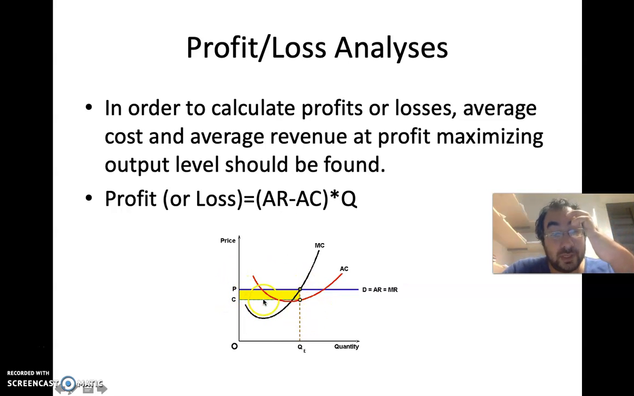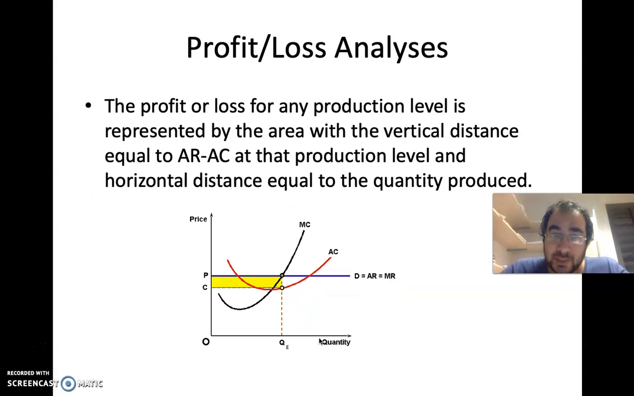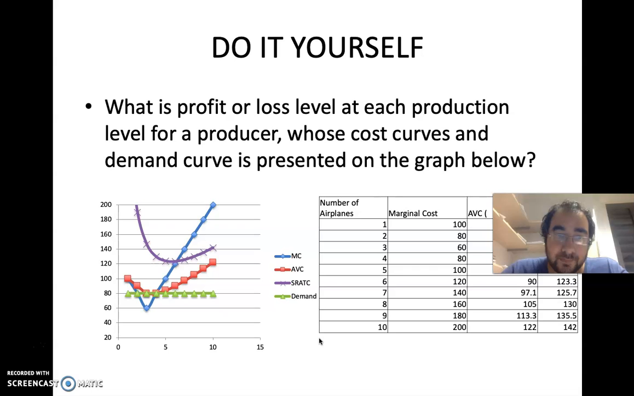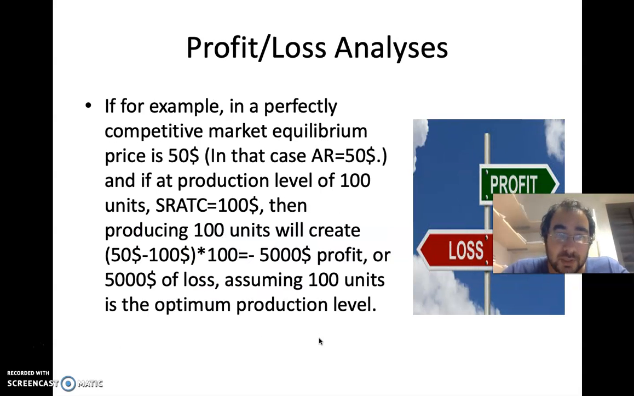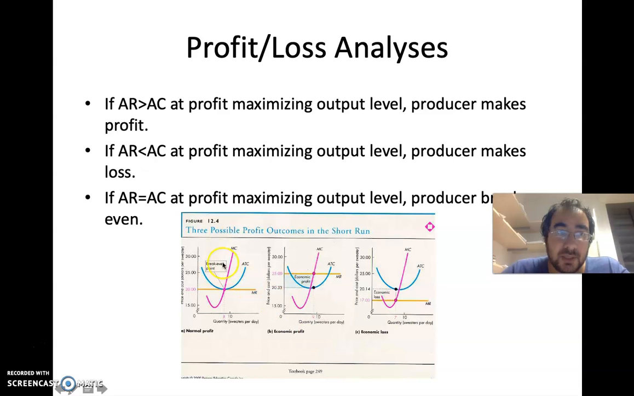So this yellow rectangle represents the profits, or it might also represent loss, but in this case it is representing the profits. How am I sure that in this case it is representing the profits? Now you can see here the analysis made. I know it from this.